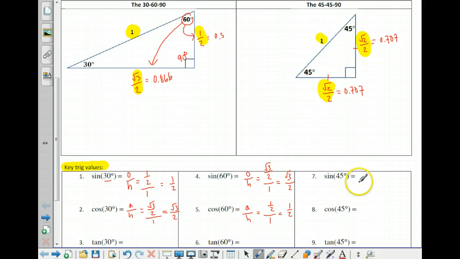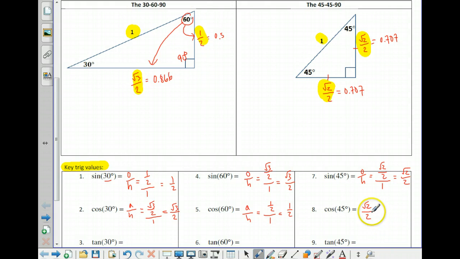And then sine of 45, opposite over hypotenuse. Opposite side is, well, they're both 45, and their opposites are the same, so opposites square root of 2 over 2 over 1 again, which is just square root of 2 over 2. And I'm not going to do the math over here. Cosine of 45 should be the same.